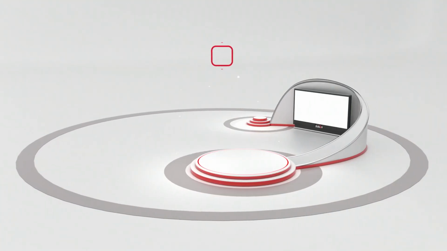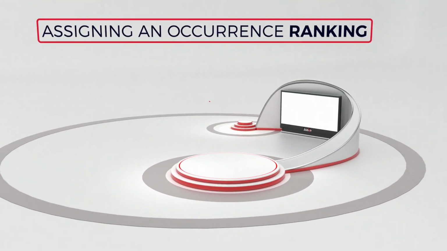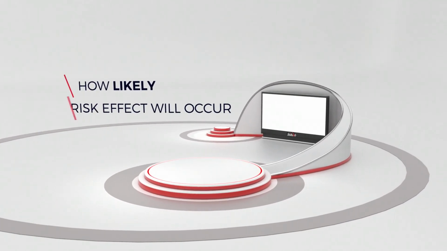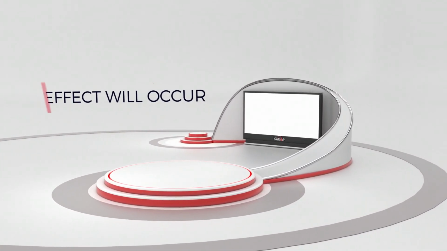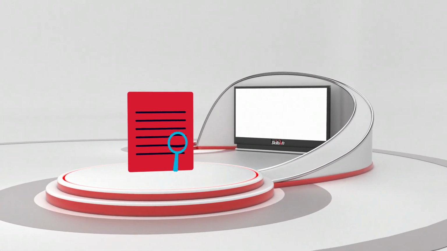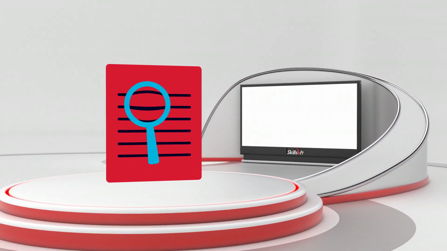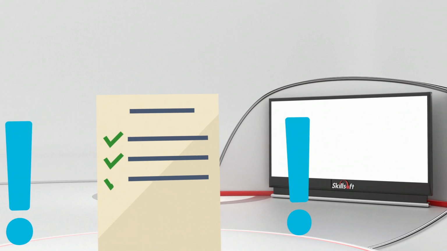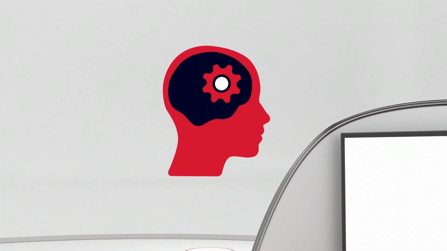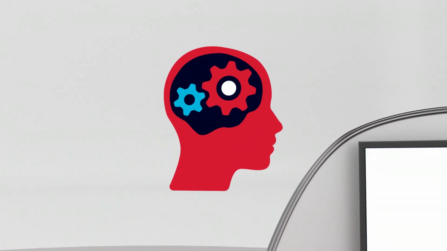The next step involves assigning an occurrence ranking. Figure out how likely it is that a risk effect will occur and at what frequency. Look at projects that are similar to your current one and review any risk and failure logs that have been kept for them. You can estimate how frequently the risk effects will occur if actual failure data isn't available.